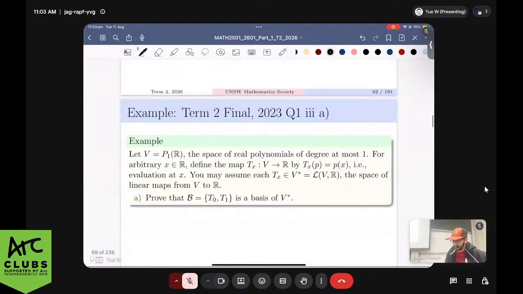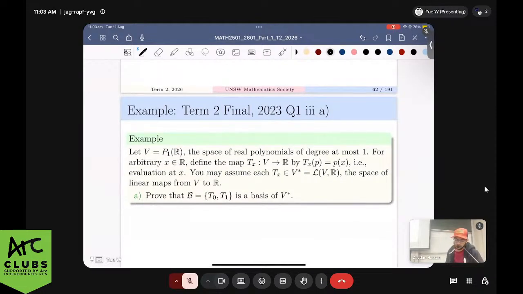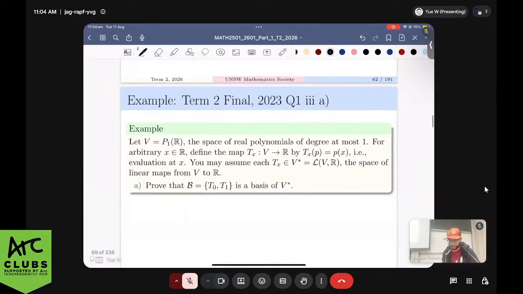Okay, now we have a practice question. We have V is the set of all polynomials of degree at most 1. So these are linear polynomials, ax plus b. And we're defining this weird map from V to R. It takes in a polynomial and outputs a real number, which is a bit weird. T_x of the polynomial is the polynomial evaluated at x. So it also depends on this x here.